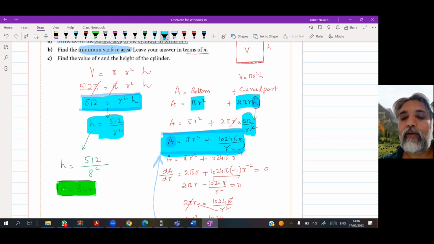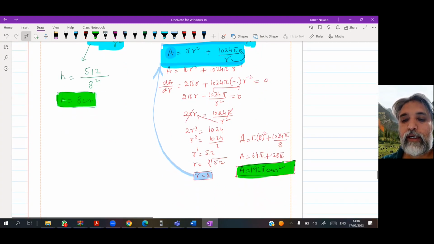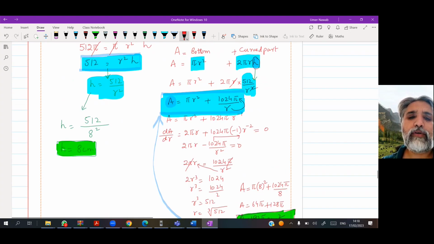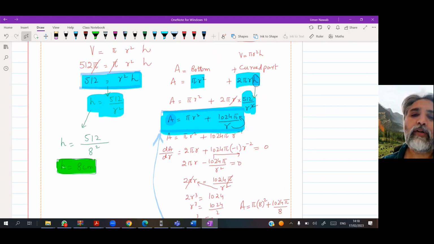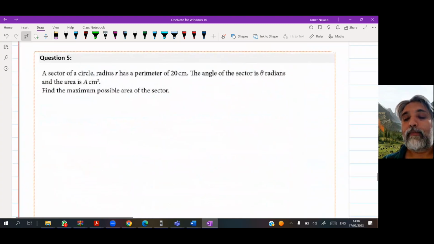I wrote it. Then he talks about the maximum minimum value of A. We got the derivative and put the derivative equal to 0. It gave us the radius, and that radius was substituted into the original area formula, and it gave us the minimum area. After finding the minimum area, he was also interested in the height, so we substituted the value of r into the height. We found the height by using the radius.